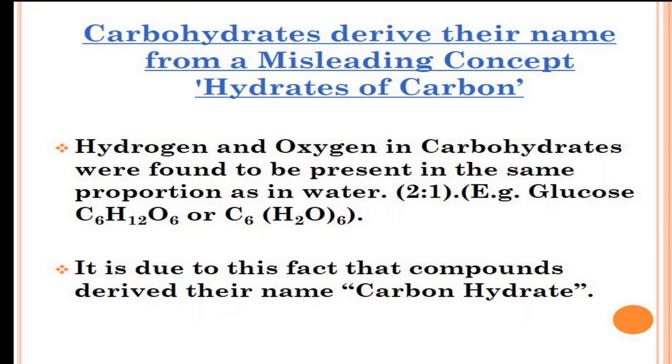For example, glucose, which is a common carbohydrate, has a molecular formula of C6H12O6, which means that in this molecule, the ratio between the hydrogen and the oxygen is 2 is to 1. So it's due to this fact that the compounds derived their name as carbohydrate.